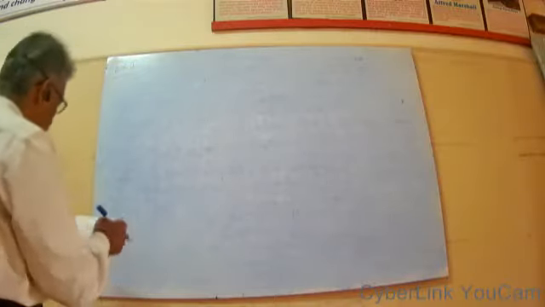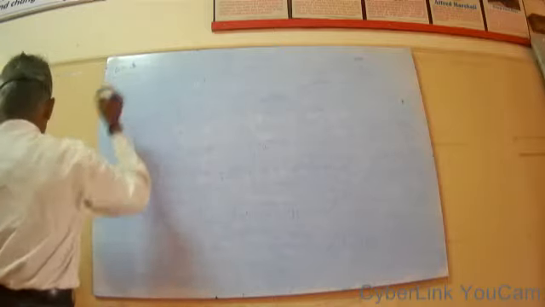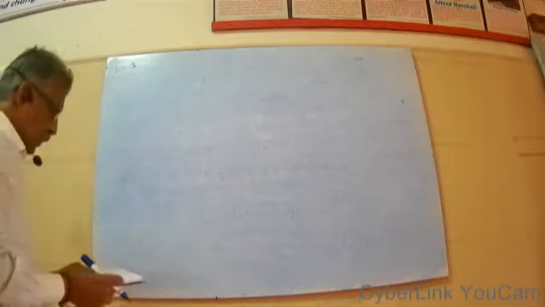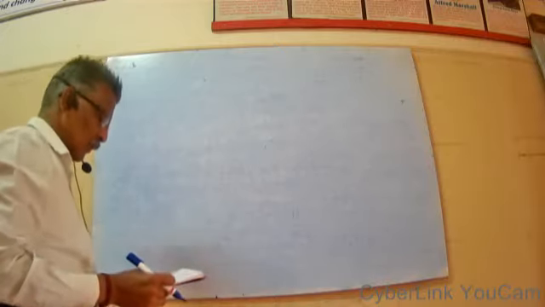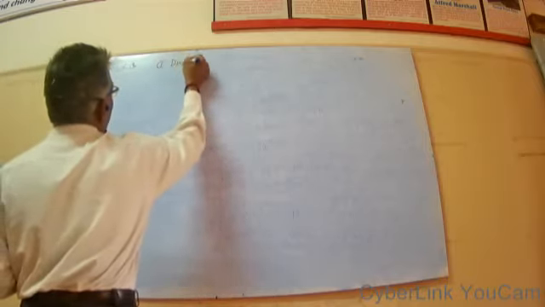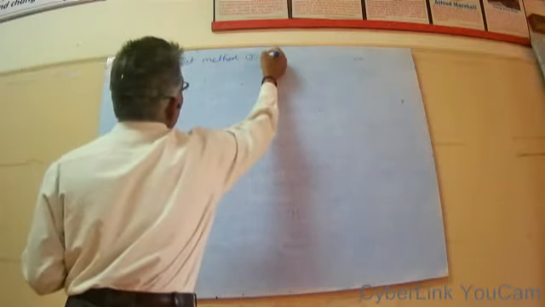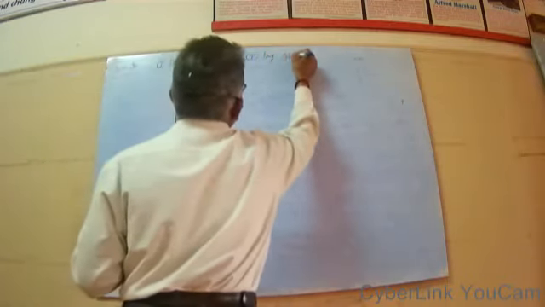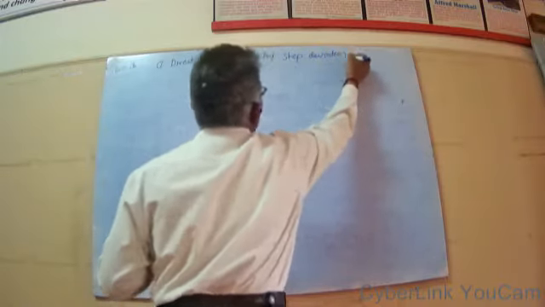Now let us take up an example quickly so that it will be clear. Example 3. Calculate the mean for the following frequency distribution. One is by direct method. Second is by step deviation method.